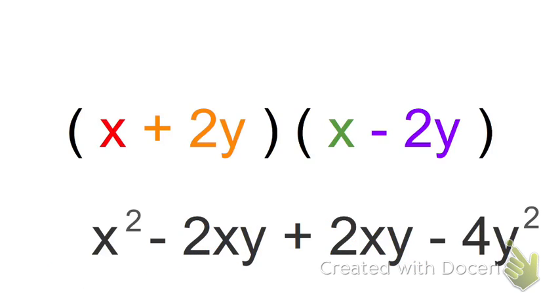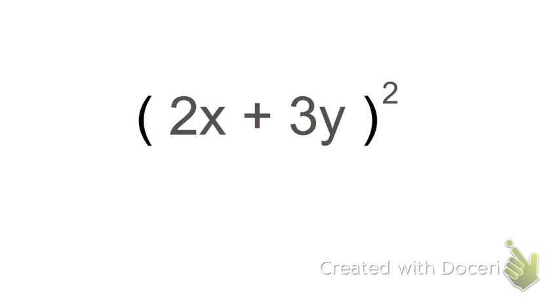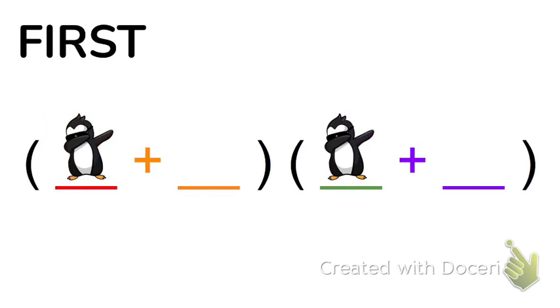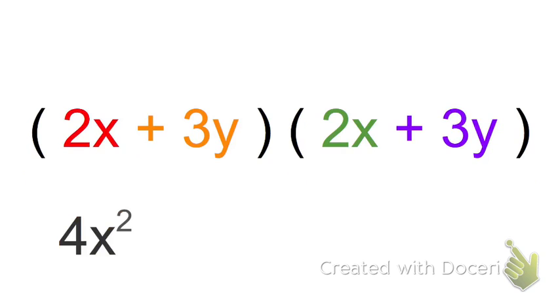Now let's do a different type of problem that you might encounter. This one right here doesn't look like two binomials being multiplied together, but what it's saying is 2x plus 3y squared. So what we're doing is multiplying 2x plus 3y by itself, times 2x plus 3y. Your first step is to write it out like that. Then you can use the FOIL method. First, outside, inside, last. When we multiply the first ones, we have 2x times 2x, which is 4x squared.